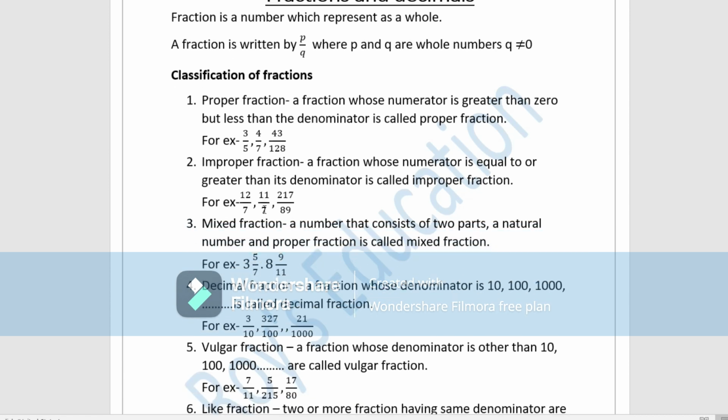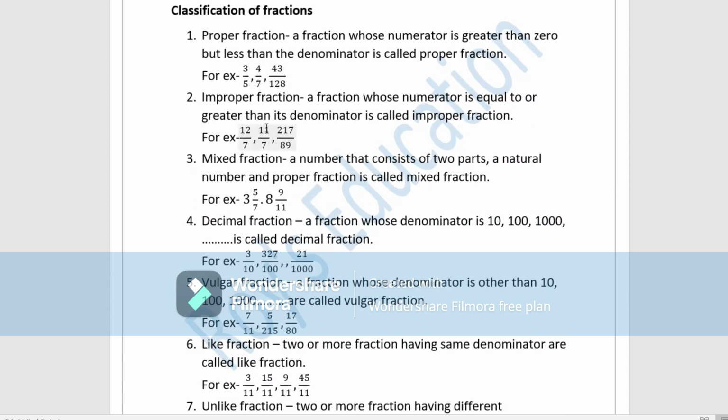Next, improper fraction. What is this improper fraction? A fraction whose numerator is equal to or greater than the denominator is called an improper fraction. That means just the opposite of the proper fraction. In a proper fraction, your numerator is less than the denominator. In the case of an improper fraction, your numerator will be greater than the denominator.